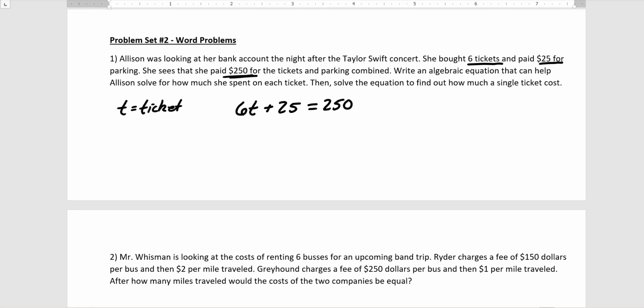Now solving this, let's give it a shot. What would I do? I'd subtract 25 from both sides, minus 25. I'd get 6t equals 225.